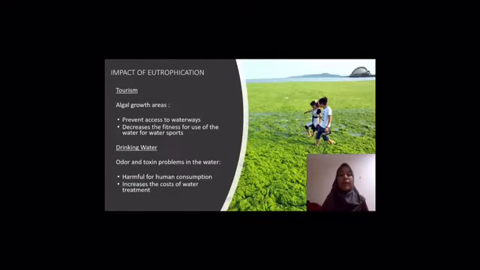The last impacts are tourism and drinking water. The tourism and economy will be affected because the algal bloom area is prevented from use for water sport and recreation activities. And then for drinking water, the odor and toxins within the water are harmful and not suitable for human consumption. Before the water is processed, it will have to go through a water treatment that is highly costly to remove the odor and toxin within the water.